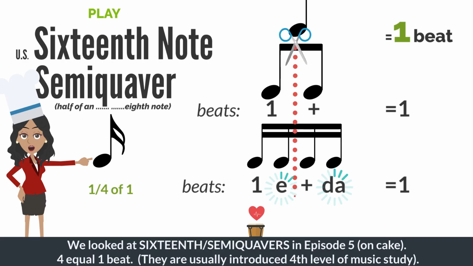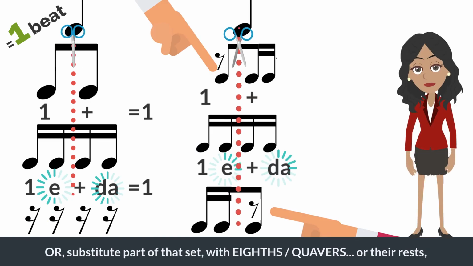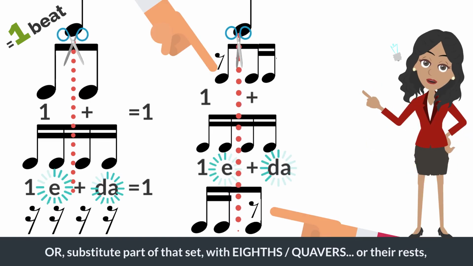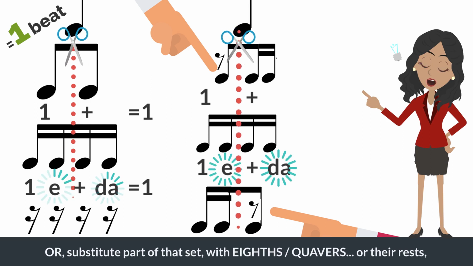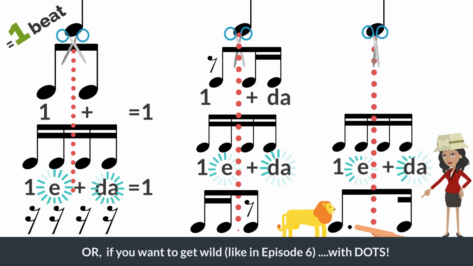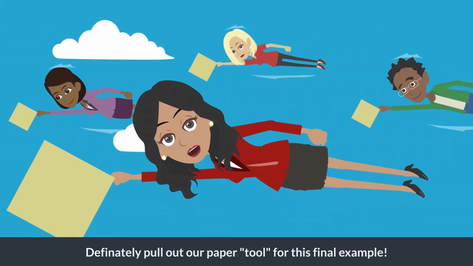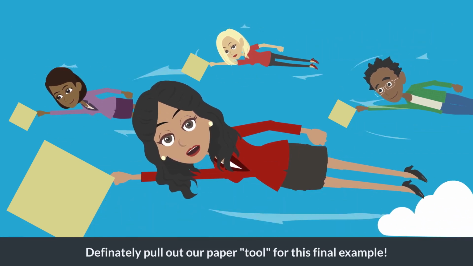We looked at 16th semiquavers in episode 5 on our cake. 4 equal 1 beat. They are usually introduced in the 4th level of music study. We can substitute any of those 4 sixteenths or semiquavers with a matching rest, or part of that set with eighths, quavers, or their rest, or if you want to get wild, like in episode 6, with dots. Definitely pull out your paper tool for this final example.